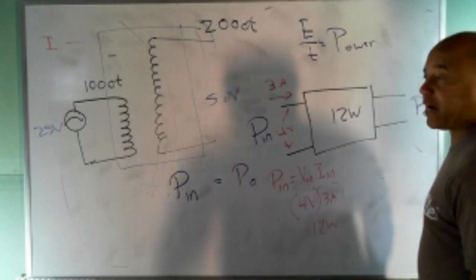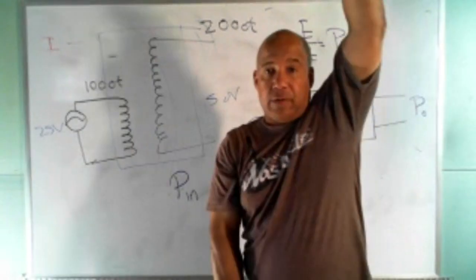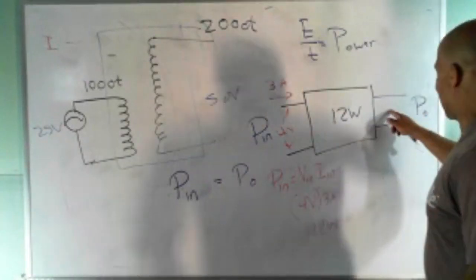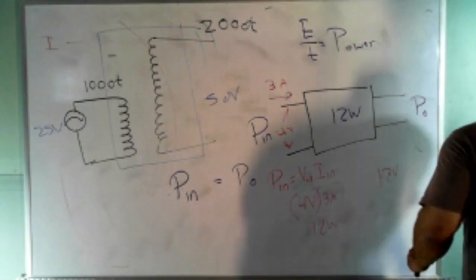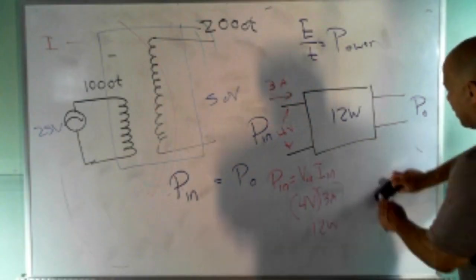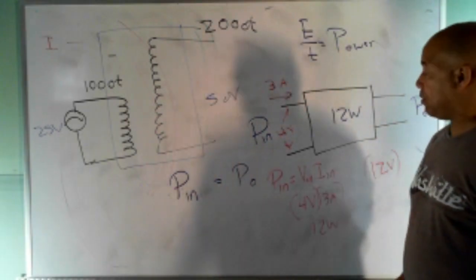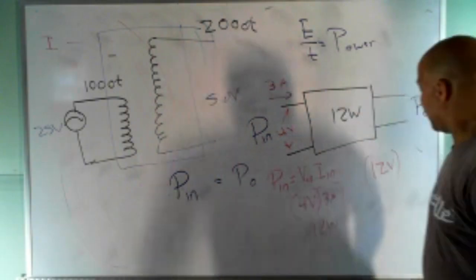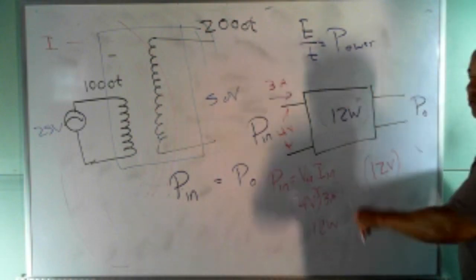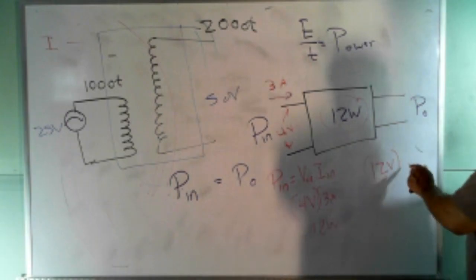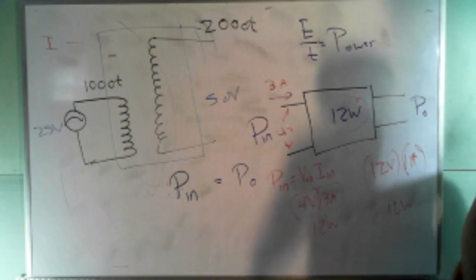But if I use more coils, I make that voltage bigger. Let's say on this side I get out 12 volts. The only way I can get out 12 volts and not violate the conservation of energy principle is that my current has to drop from 3 amps to 1 amp. Then I still have 12 watts coming out of this device.